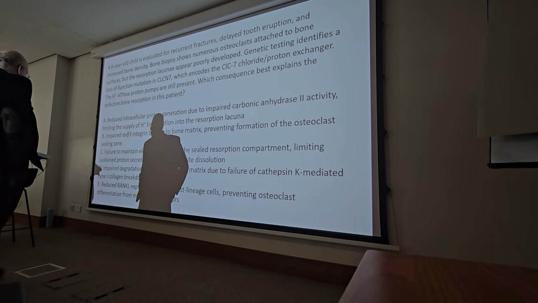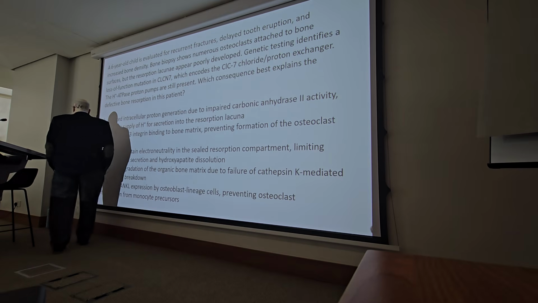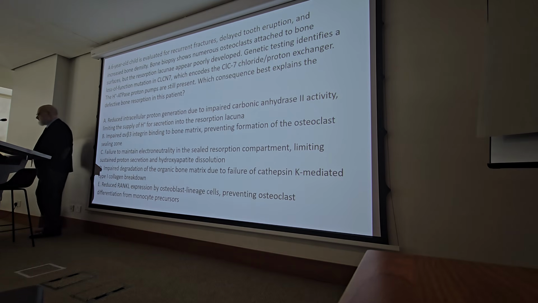A 6-year-old child is evaluated for recurrent fractures, delayed tooth eruption, and increased bone density. Bone biopsy shows numerous osteoclasts attached to bone surfaces, but the resorption lacunae appear poorly developed. Genetic testing identifies a loss of function mutation in CLCN7, which encodes the CLC7 chloride proton exchanger. The V-ATPase-based proton pumps are still present. Which consequence best explains the defective bone resorption in this patient?